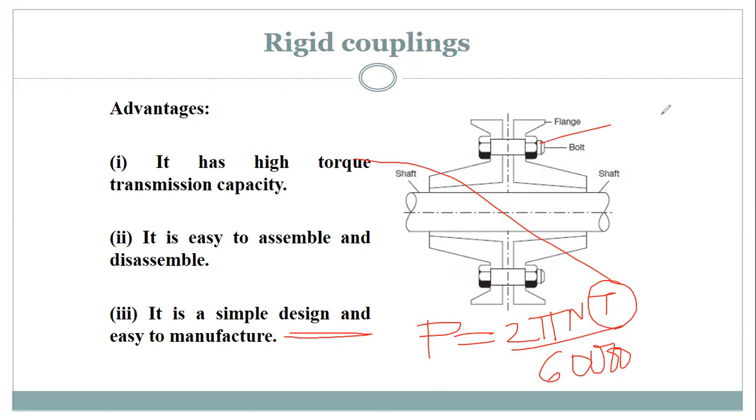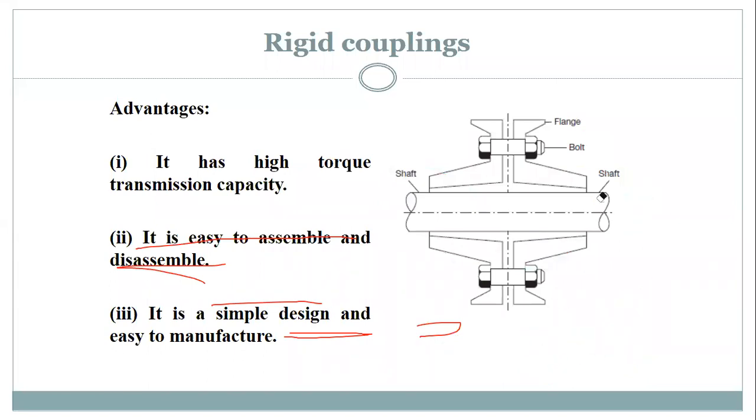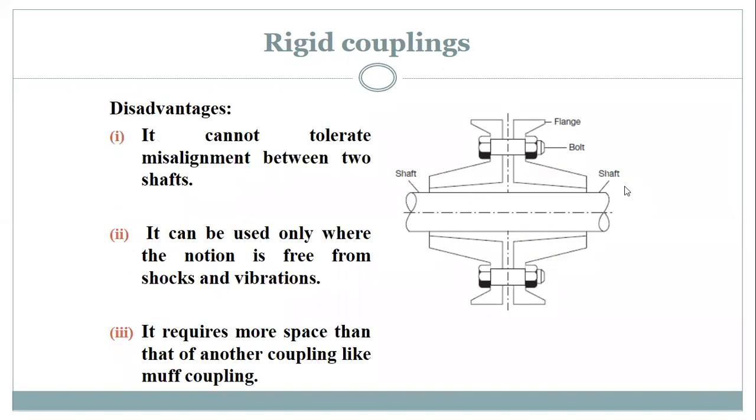You can see here, if I remove the bolts, I can remove the flange, I can then disassemble the shaft. So assembling and disassembling is very easy with the rigid couplings. You can see the design is very simple and they're easy to manufacture. The manufacturing of the parts of the rigid coupling is easy. Let's go to the disadvantages.